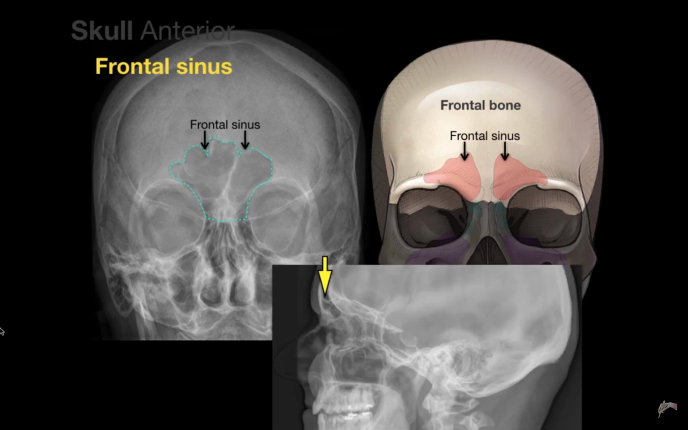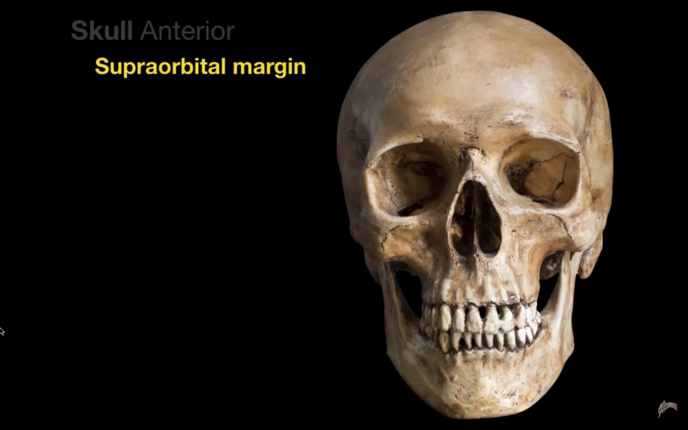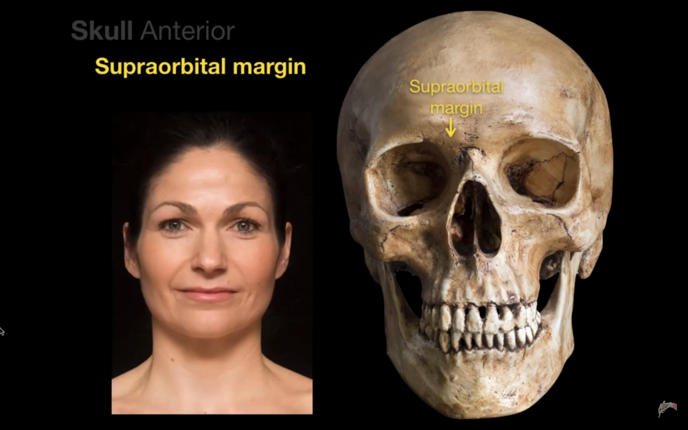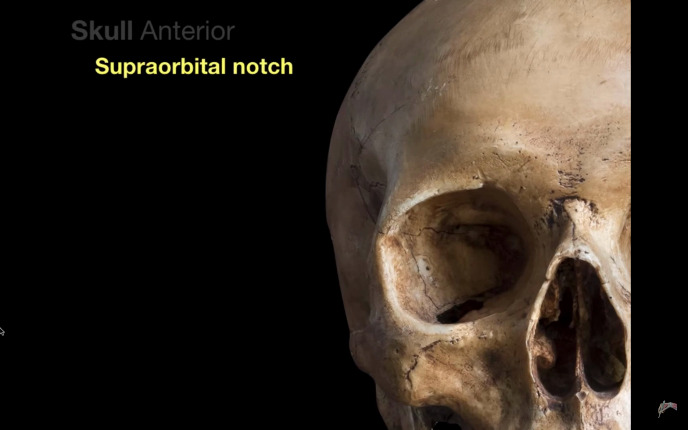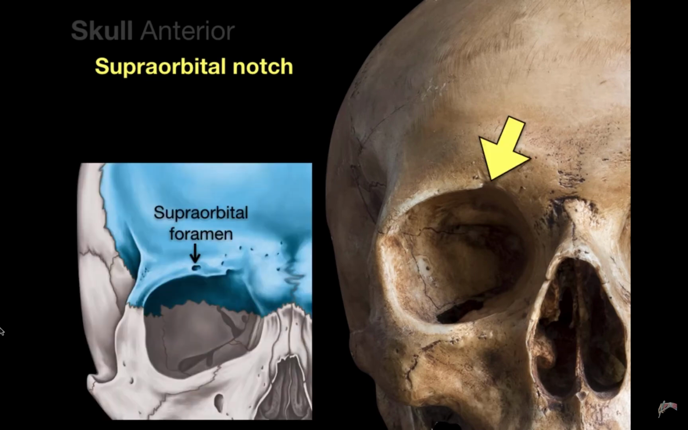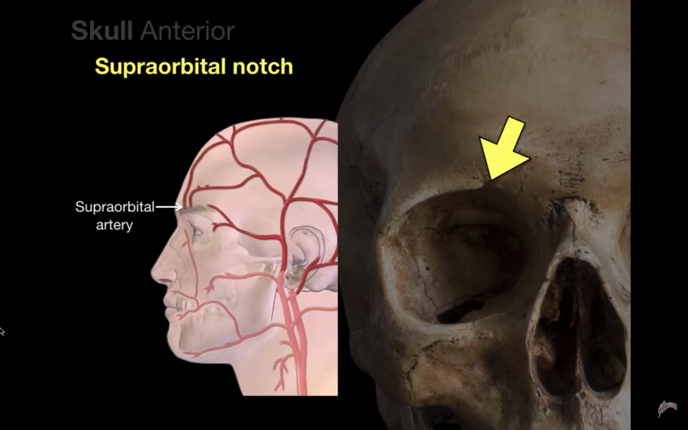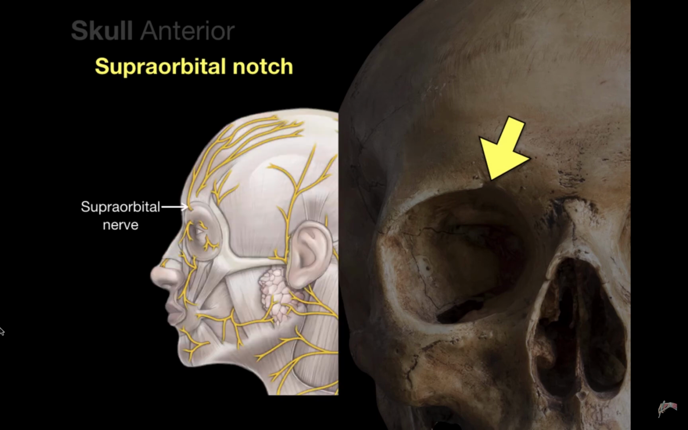And here's a lateral x-ray, and that yellow arrow showing the frontal sinus. Now the supraorbital margin gets its name because supra means above and orbital means the orbit. There's that margin above. It's the part that's right below your eyebrow. Now, in the supraorbital margin, there is a supraorbital notch. Sometimes it's a notch and sometimes it's a foramen, so supraorbital notch or foramen, and it traverses the following: the supraorbital artery on the way to the front of the scalp, and the supraorbital nerve, which is also giving innervation to the front of the scalp.